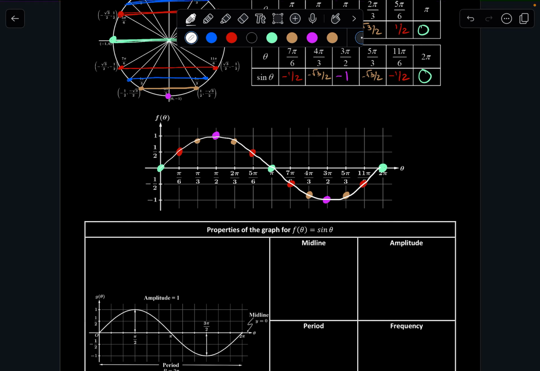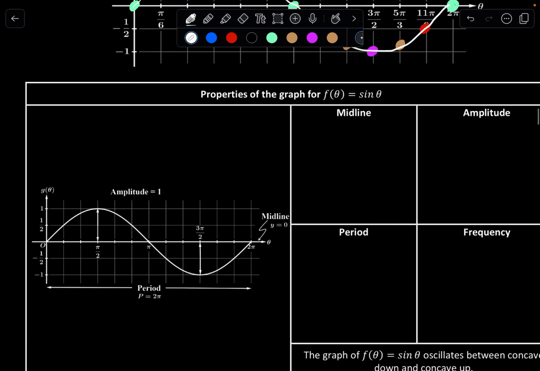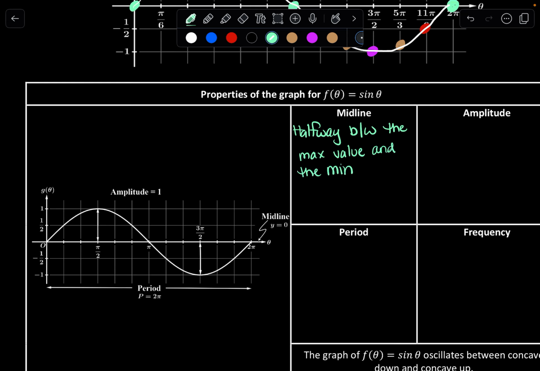in the next video. So for the midline, we have another sketch down here that we're going to use. Your midline is, it's in the title, the line that slices your sinusoidal curve exactly in half, okay? So this will be halfway between the max value and the min value. So the maximum and the minimum value.